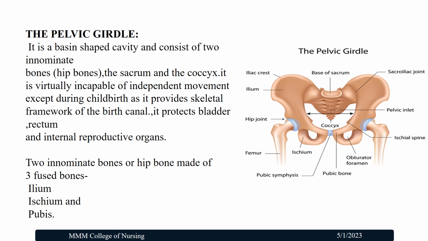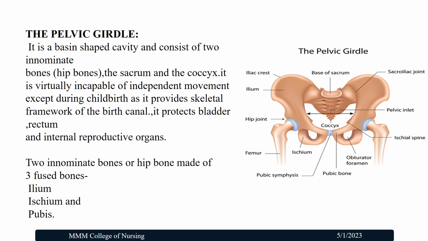Next comes the pelvic girdle. You can see here a picture of the pelvic girdle. It is a basin-shaped cavity that consists of two innominate bones. Here you can see the two broad bones called innominate bones, also called hip bones, and along with these two hip bones we have the sacrum and coccyx. It is virtually incapable of independent movement except during childbirth, as it provides the skeletal framework of the birth canal. It protects the bladder, rectum and internal reproductive organs.